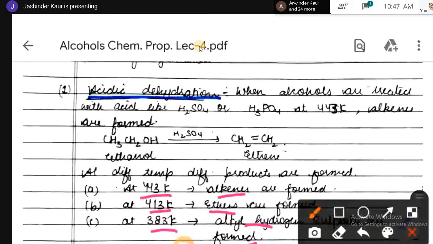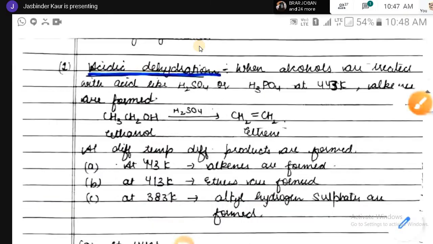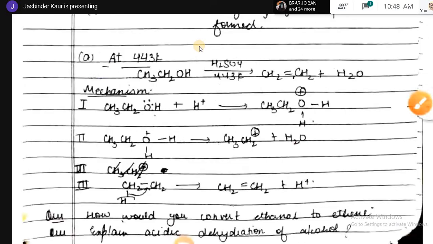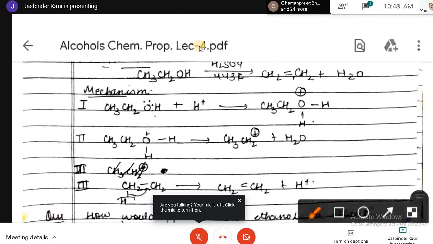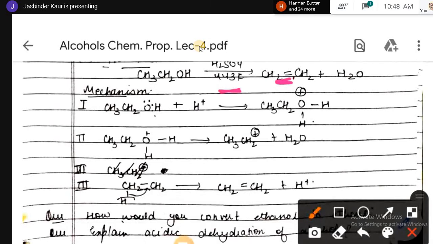So if we treat alcohol at 443 Kelvin, then alkene is formed. So if it is CH3CH2OH, ethyl alcohol, then ethene as a product is formed. And the mechanism of dehydration is important.